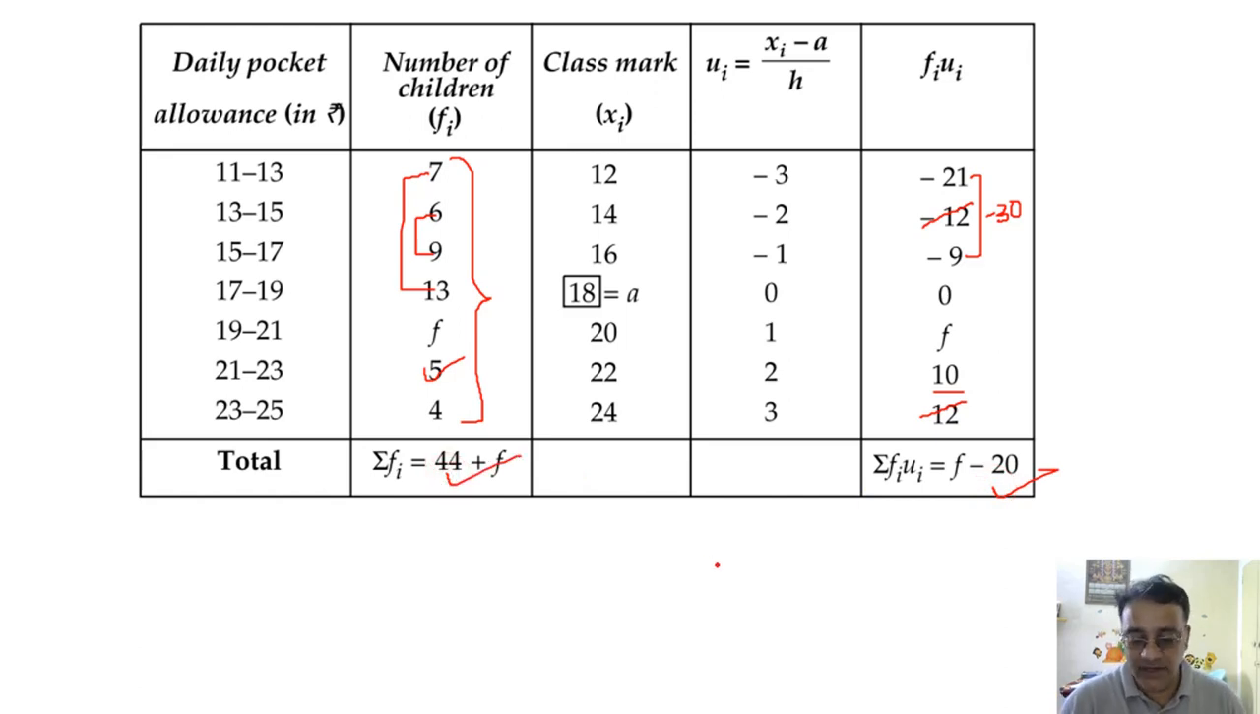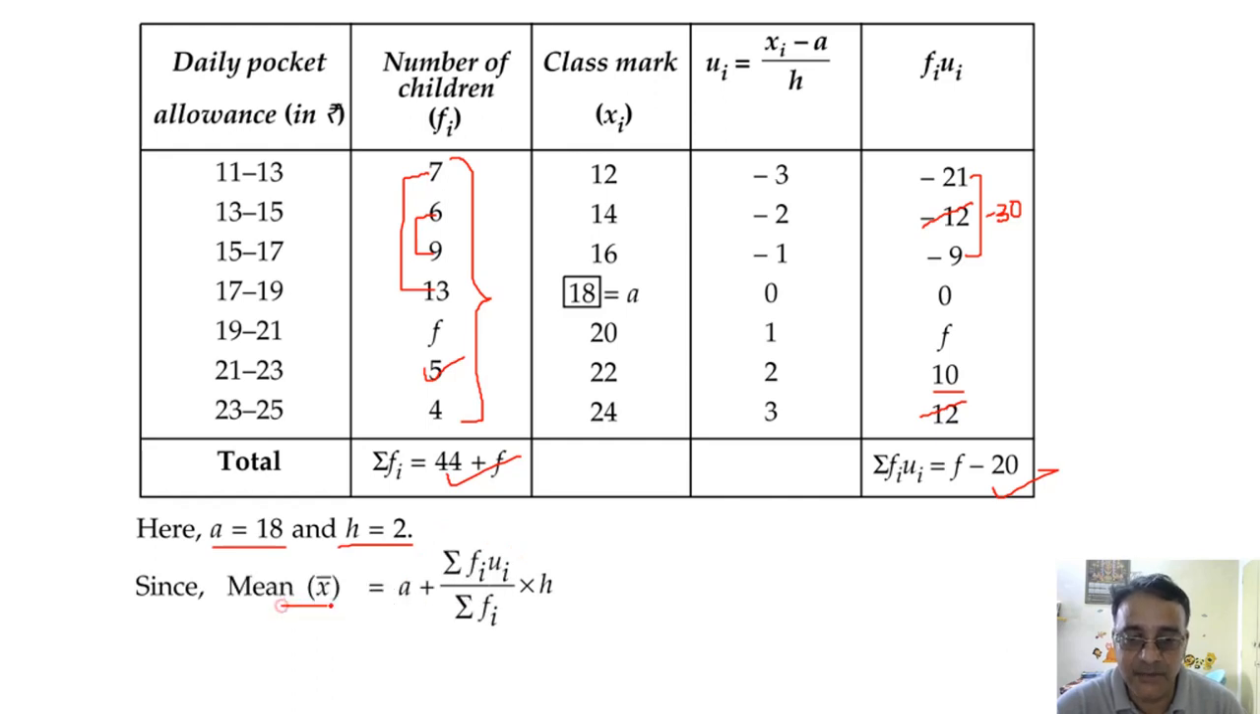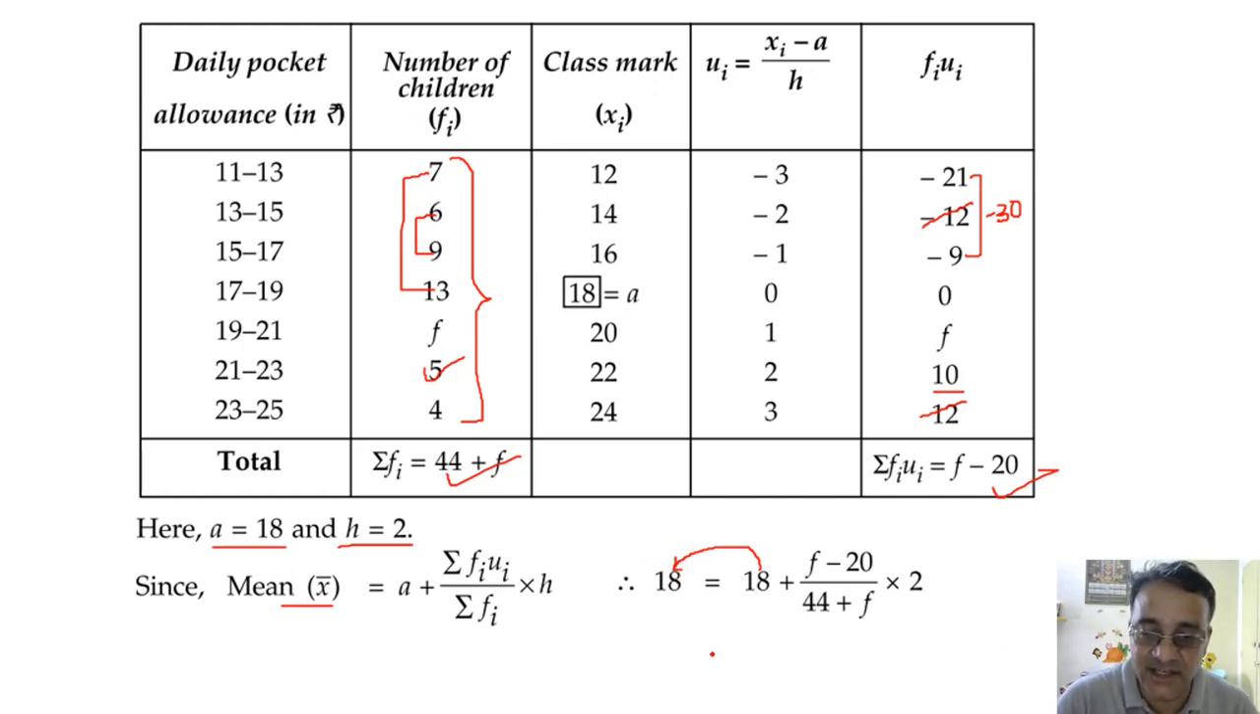Yes, sir. Okay, now we are going to write the formula of mean by the step deviation method. First, A we took 18 and h is the class size, that is the common class size, 2, and this is the formula, and the mean is given, 18, and we'll substitute all the values. So 18 is equal to 18 plus (f minus 20) upon (44 plus f) into 2. Now see, this 18 will be cancelled; shifting it here gives 0. That is the advantage of taking the number 18. If the mean is in the column, taking it as the assumed mean has this advantage, that it becomes 0.